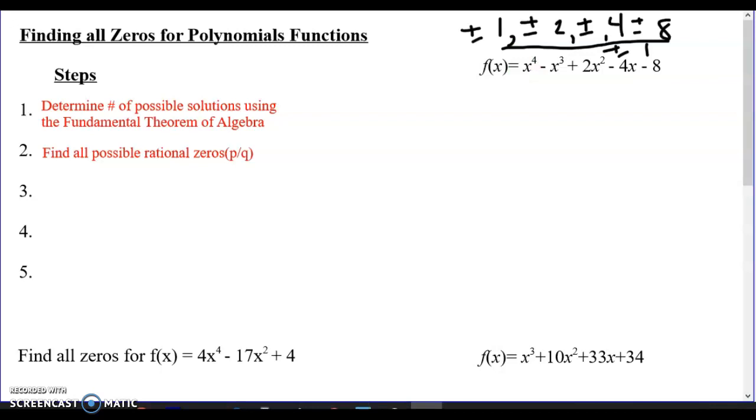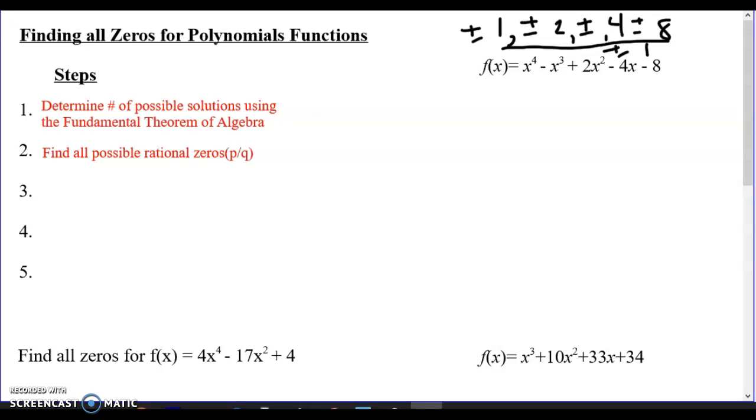So hopefully you figured out plus or minus 1, plus or minus 2, plus or minus 4, plus or minus 8. Since the leading coefficient was 1, really everything could be divided by plus or minus 1. So my possible rational zeros end up just being plus or minus 1, plus or minus 2, plus or minus 4, plus or minus 8.